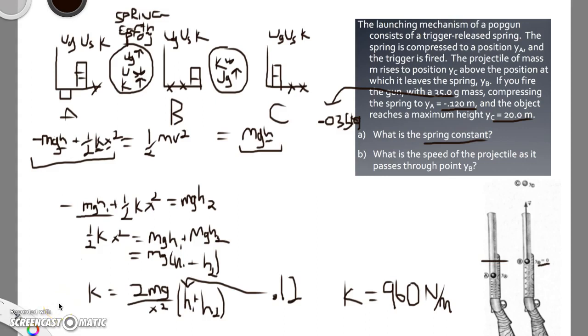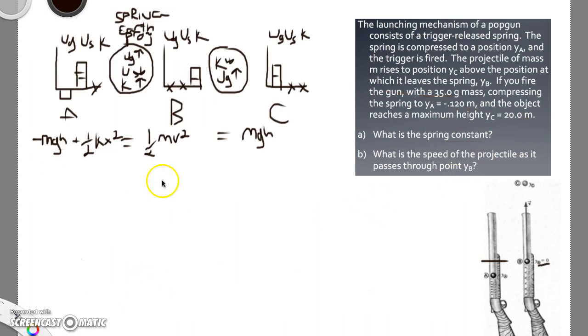Now we're going to move to the second part of this problem, which asks for the speed of the projectile as it passes through point YB. For this, we're looking at this piece right here, and we can either compare it now to this piece or this piece. Now we can use either one. We know what K is, so we could use all this, or we could use this, and doing this one right here might be a little bit easier because it would just be a much simpler calculation, so that we have 1/2 mv squared is equal to mgh.